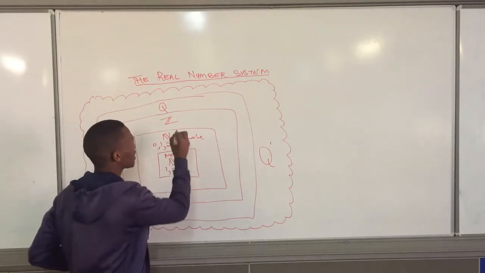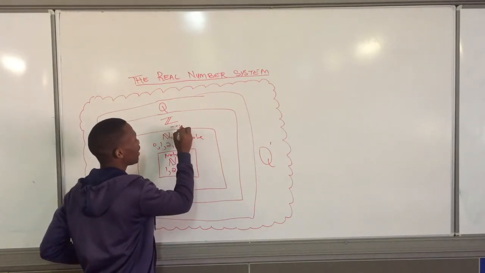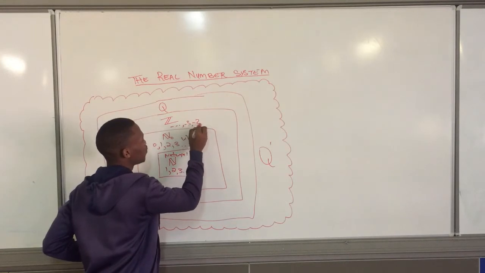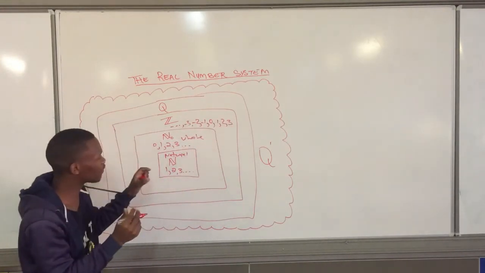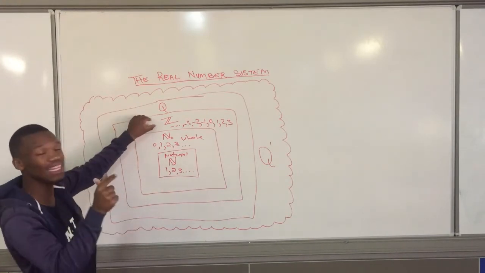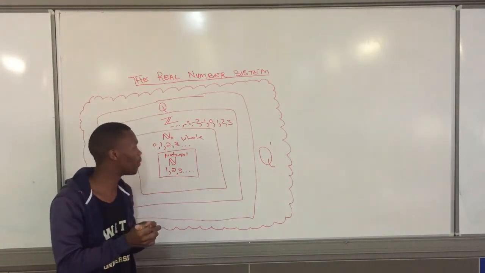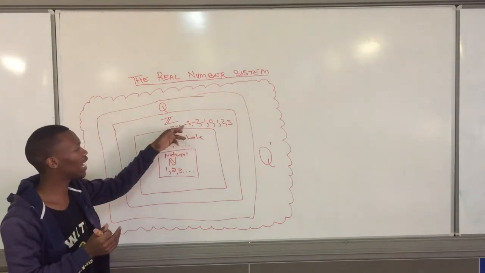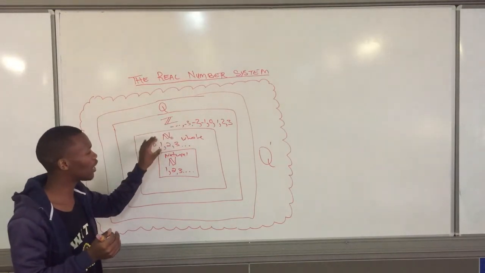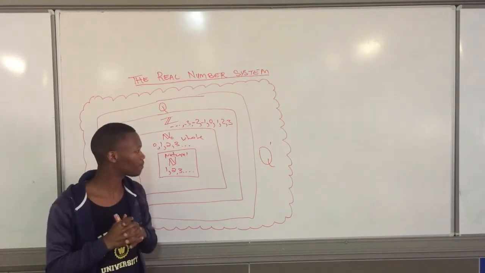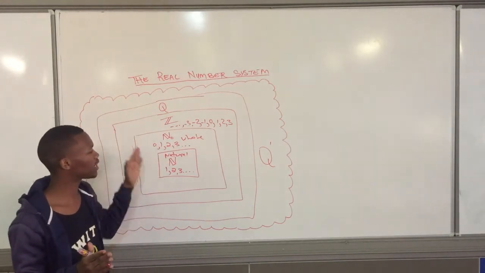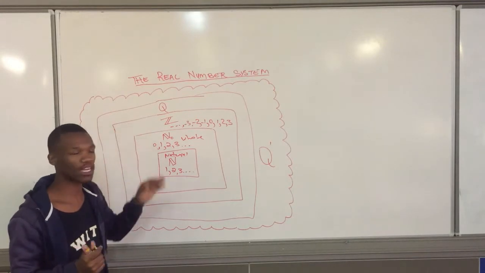Integers are the ones that start from negative whatever, all the way to negative 3, negative 2, negative 1, 0, 1, 2, 3. So you can see the difference now. There is a bit of a difference between the integers and the whole numbers. It's just that here there are negative numbers, here there are no negative numbers. But 0 is also included with integers. We've spoken about natural numbers, whole numbers, and integers.